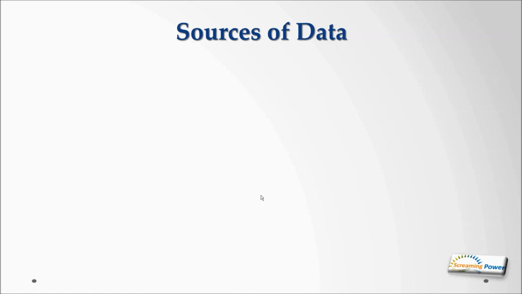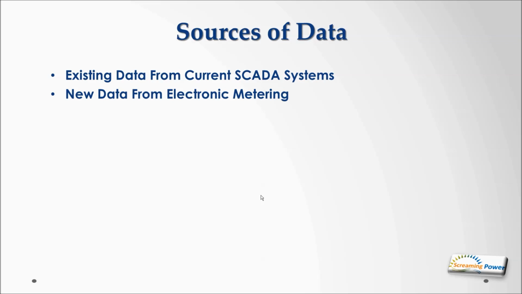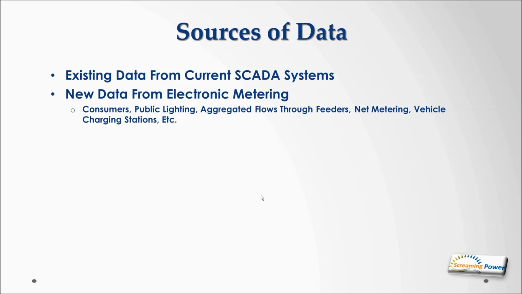So what are the sources of data? We have the traditional sources of data from the current SCADA, system control and data acquisition systems, and that will continue. But then we have lots of new data coming from electronic metering in particular. And when we're talking about electronic metering, we're not just talking about revenue metering from consumers, we're talking about metering for public lighting, aggregated flows through feeders, net metering for distributed generation, vehicle charging stations, etc. So there's a whole host of new electronic metering data.